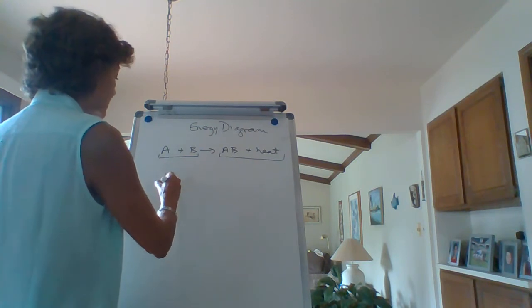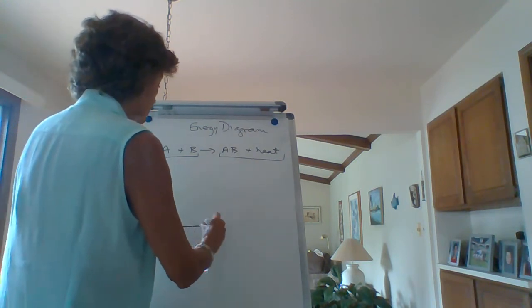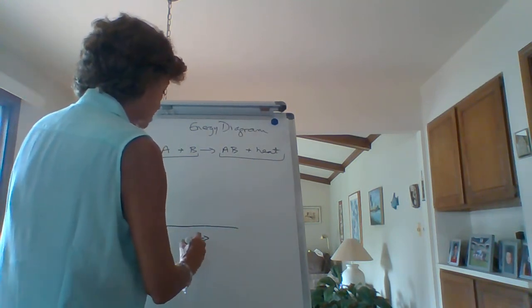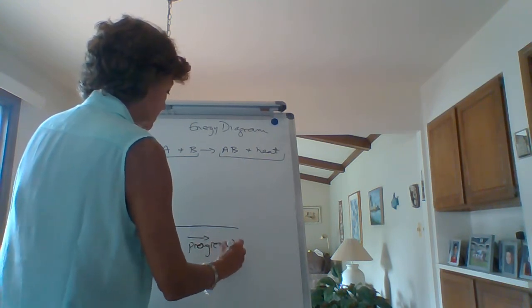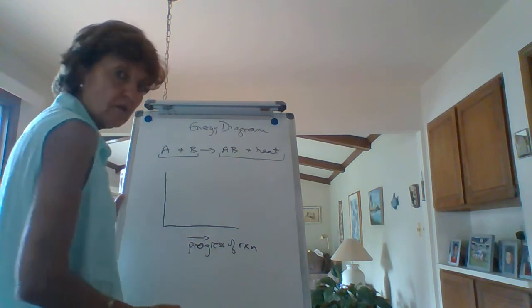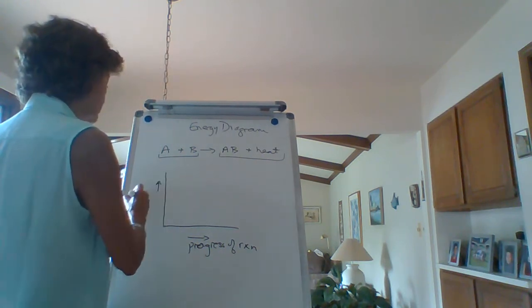So if I'm going to do an energy diagram, I'm going to have progress of reaction this way, progress of reaction. Rxn is just reaction. And I have energy this way.